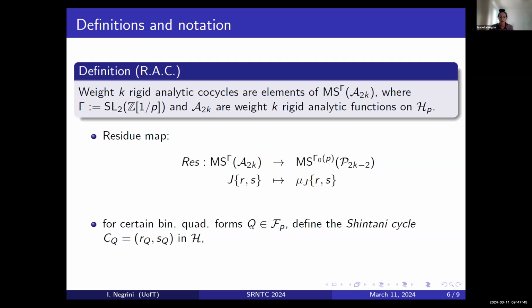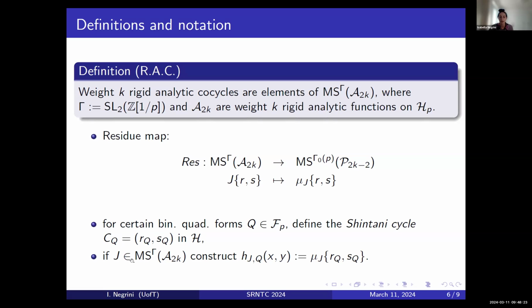But then using them, you can define the Shintani cycle, which is a geodesic in the usual upper half plane. So this is the usual upper half plane. But the endpoints of this geodesic are in P1 of Q. And so we can plug them in in the place of R, S. So we can put these endpoints R_Q, S_Q here, and then we get a polynomial attached to a rigid cocycle. Because if you plug in R and S, you just get a polynomial. And this polynomial I will denote by H_{J,Q} of X, Y.